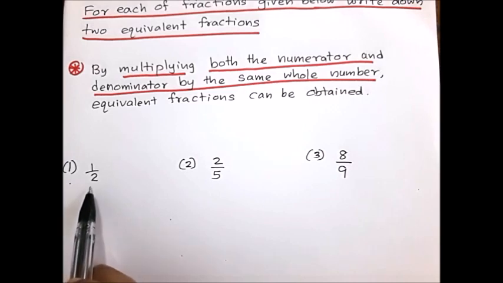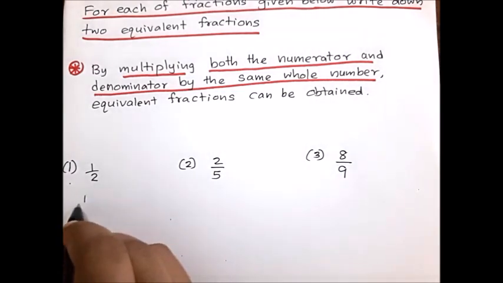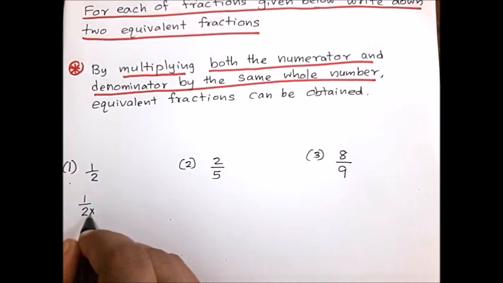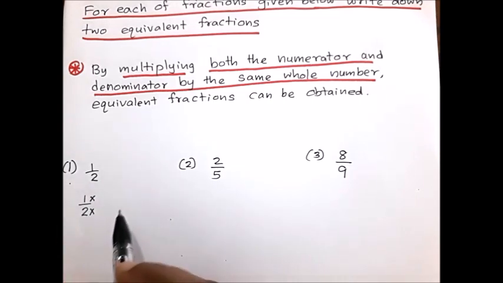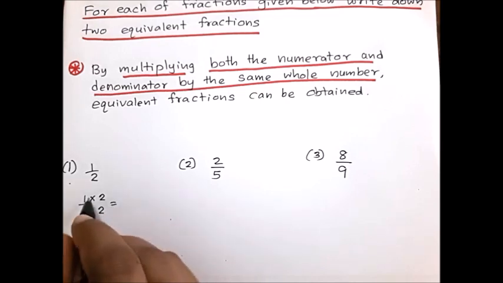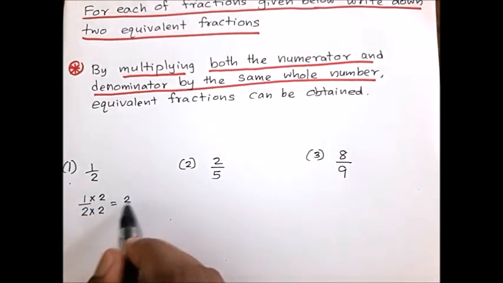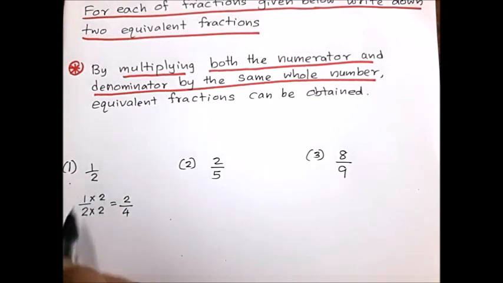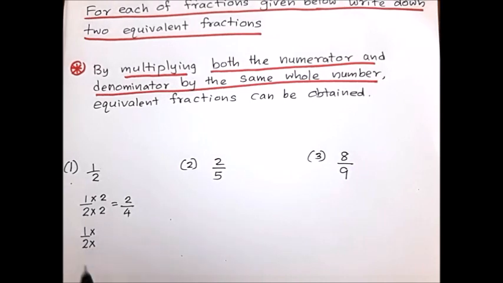First one, half. I am going to write 2 equivalent fractions for each. You can multiply both numerator and denominator by a whole number, same whole number. I am going to multiply both by 2. 1 multiplied by 2, 2. 2 multiplied by 2, 4. Then again I am going to multiply this fraction by a whole number. Here I take whole number as 5.